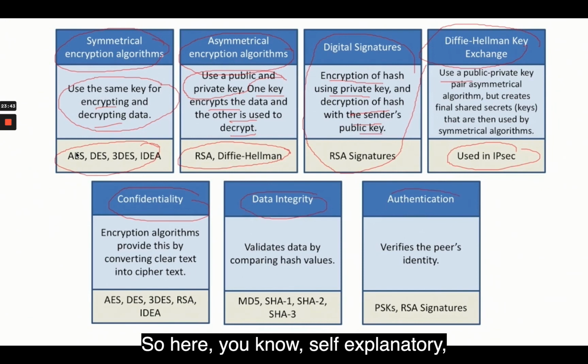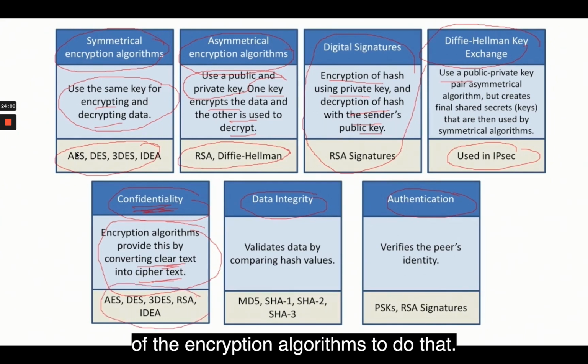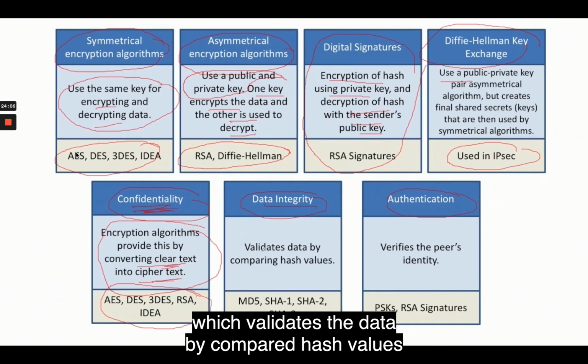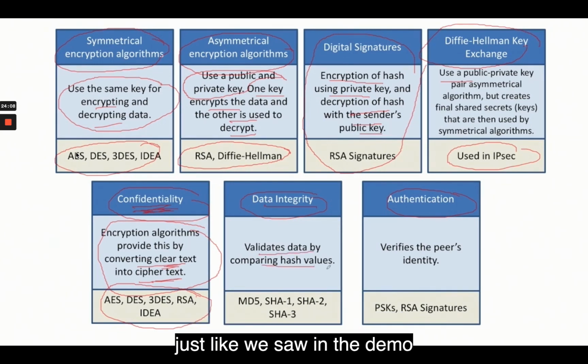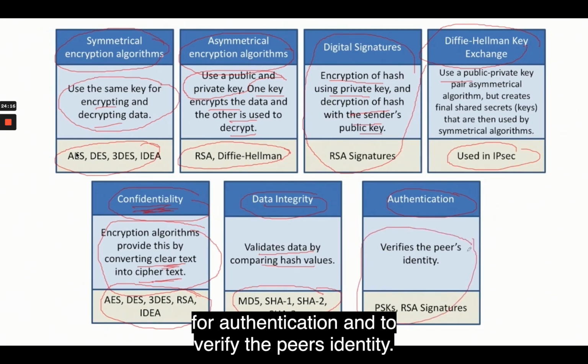Right. So here, self-explanatory. Some encryption algorithms convert clear text to ciphertext, increasing your ability to protect the confidentiality of transactions and files. And these are some examples of the encryption algorithms to do that. And then for data integrity or file integrity, which validates the data by comparing the hash values, just like we saw in the demo, these are the algorithms that are supported. And then, of course, you have algorithms for authentication and to verify the peer's identity.